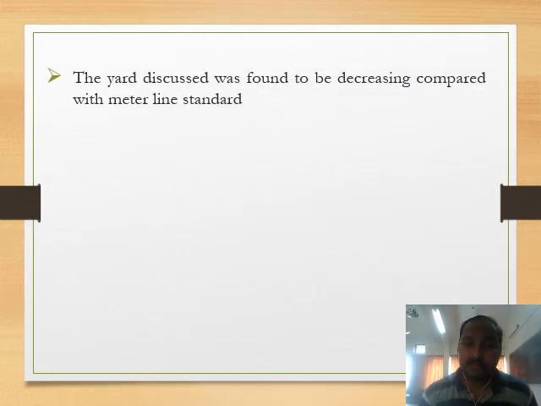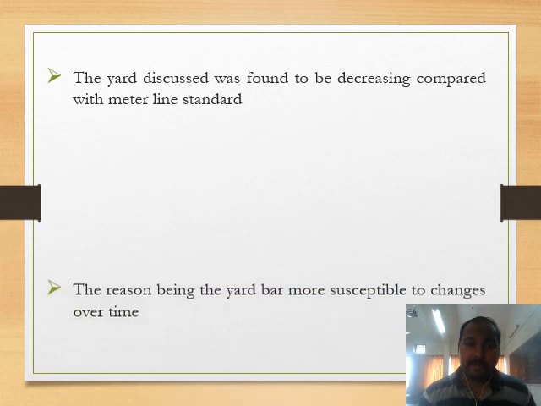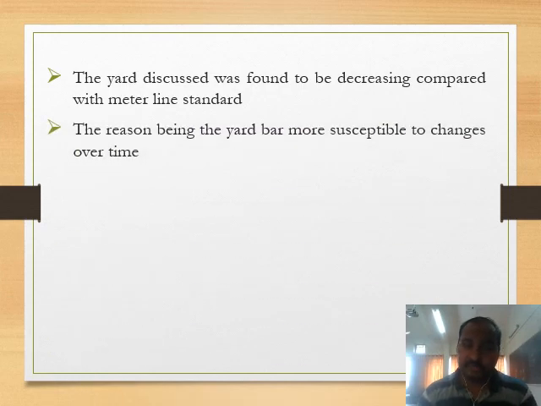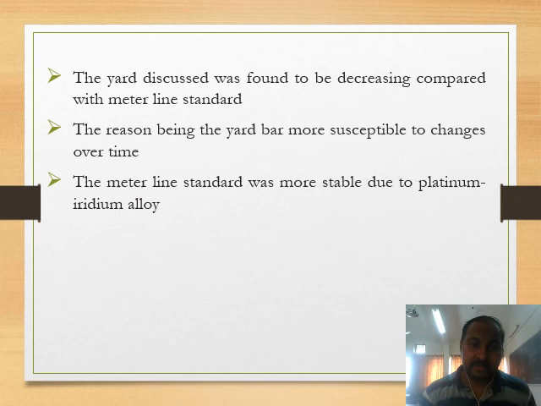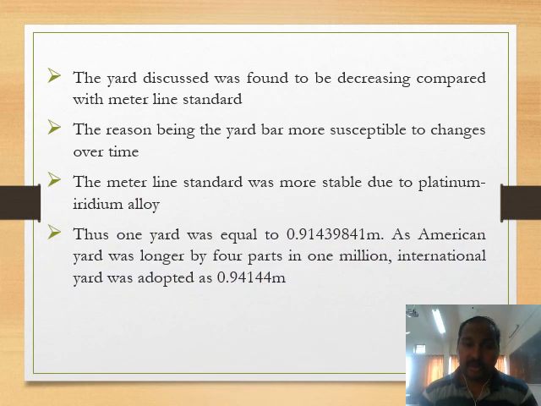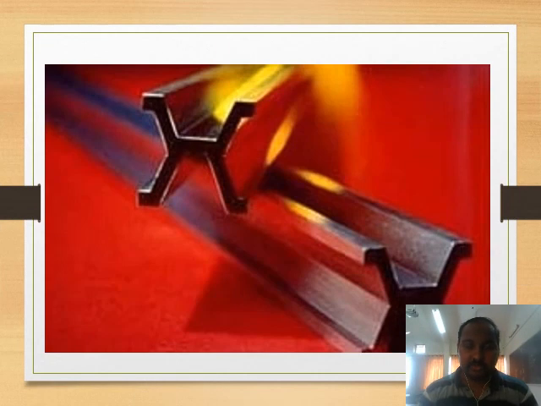The yard discussed was found to be decreasing compared with the meter line standard. The reason is that the yard is more susceptible to changes over time, because it is maintained at 62 degrees Fahrenheit. The meter line standard was more stable due to the platinum-iridium alloy. 1 yard is equal to 0.9143981 meters, derived as longer by 4 parts in 1 million. The international standard was adopted as 0.9144 meters. It is standardized. So this is a meter bar.